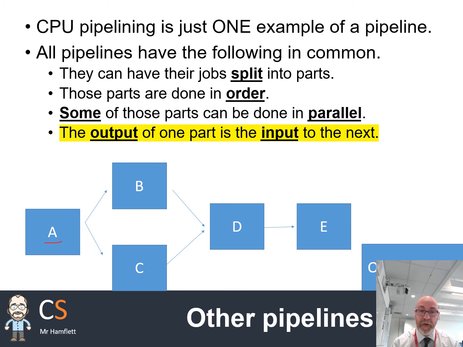Now the output of that becomes the input to 2 separate things, B and C. These 2 can happen in parallel, because they don't need to wait for anything else to happen. D can't happen in parallel because it has to wait for B and C to both finish. Once B and C are both finished, D gets the output of those 2, and then it can start to run, and finally the output of D becomes the input to E.